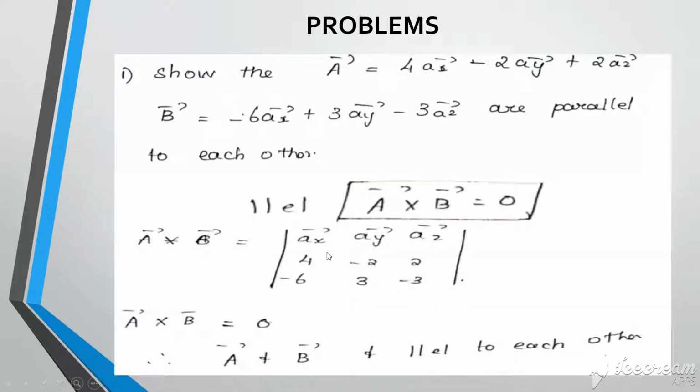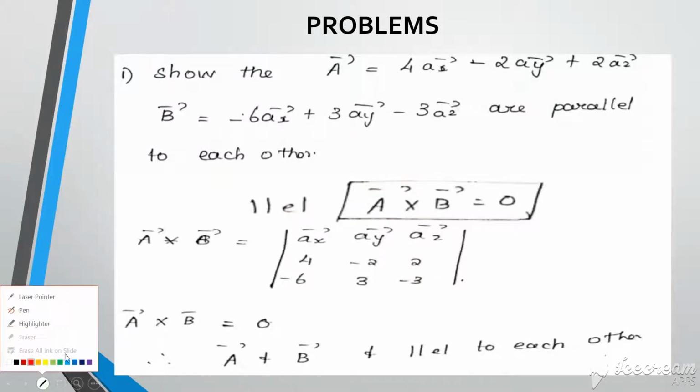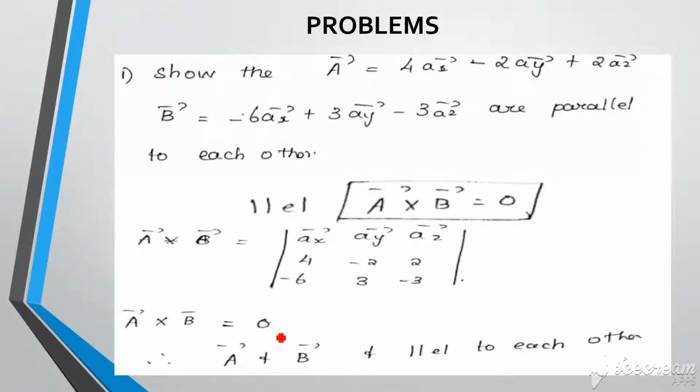So this is the a vector cross b vector. While finding this value, the answer we get is 0. So 0 indicates it satisfies the given condition. So both a vector and b vector are parallel to each other.